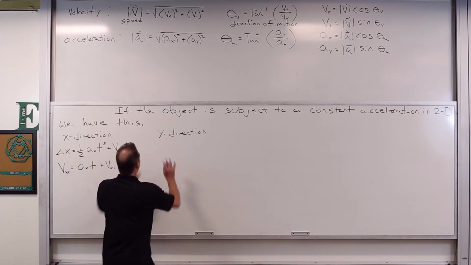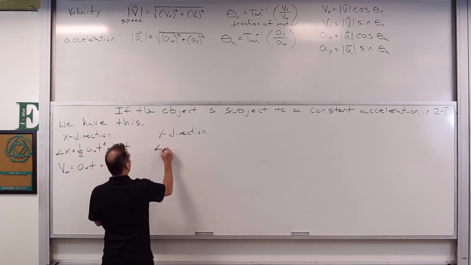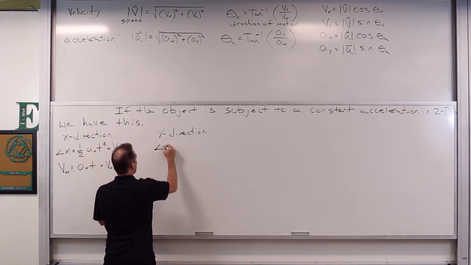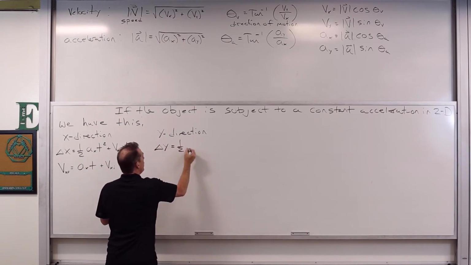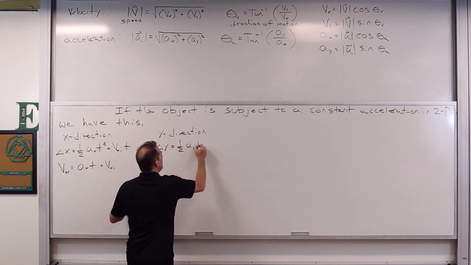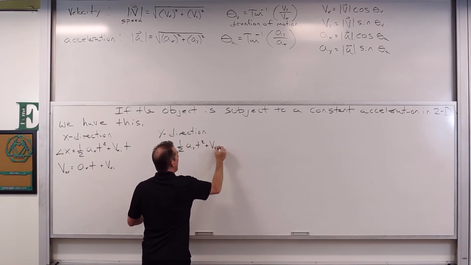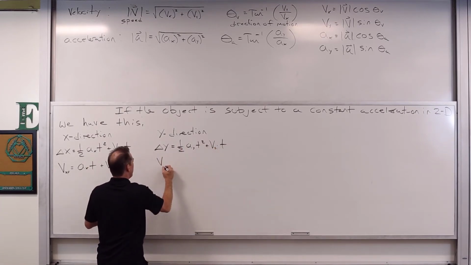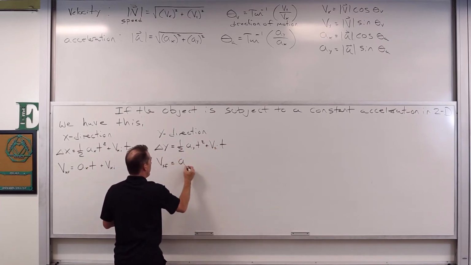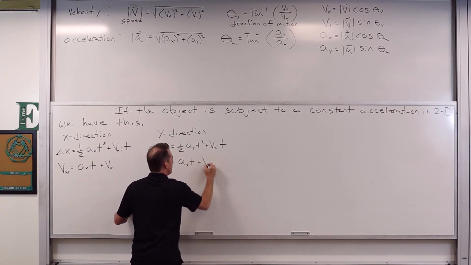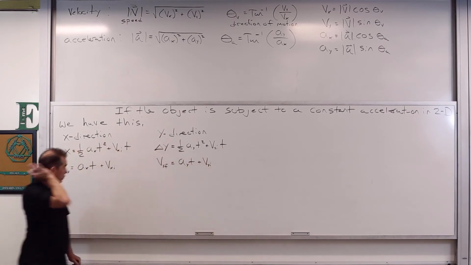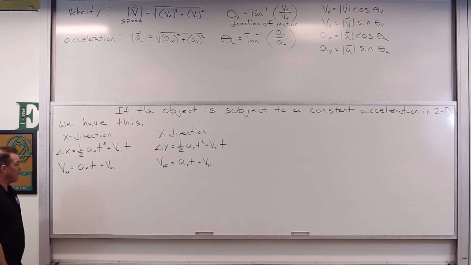So what do we have? Well, in the y direction, we'd have the same sort of form of these expressions. We'd have delta y is equal to 1/2 a sub y t squared plus v y i times t, and v y final is equal to a y t plus v y initial. So those would be the two fundamental time-dependent expressions for the y direction. So what does that do with everything?